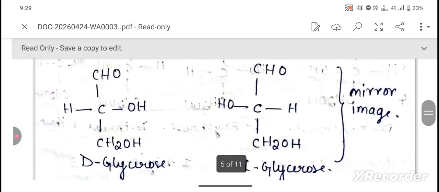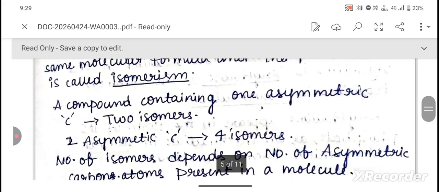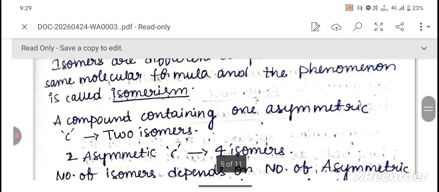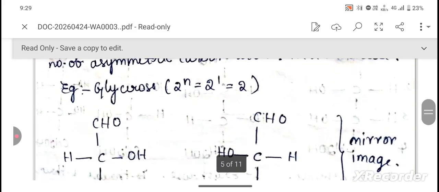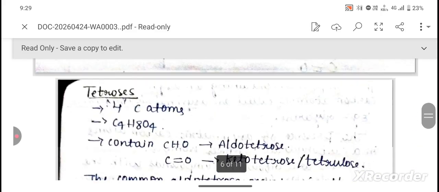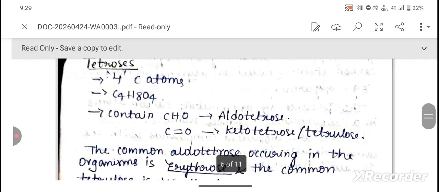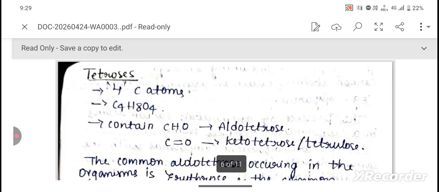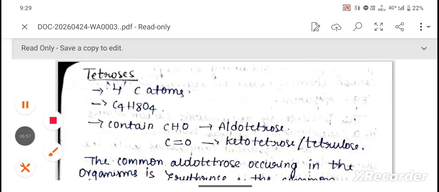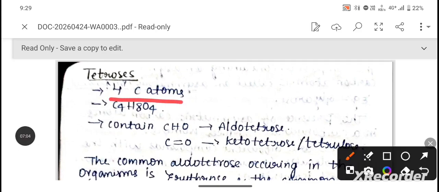So these are some basic points about asymmetric carbon and what isomers are, how the isomers actually form. Now, tetroses, which come under the monosaccharides. The tetroses consist of 4 carbon atoms in their structure and the molecular formula is C4H8O4.